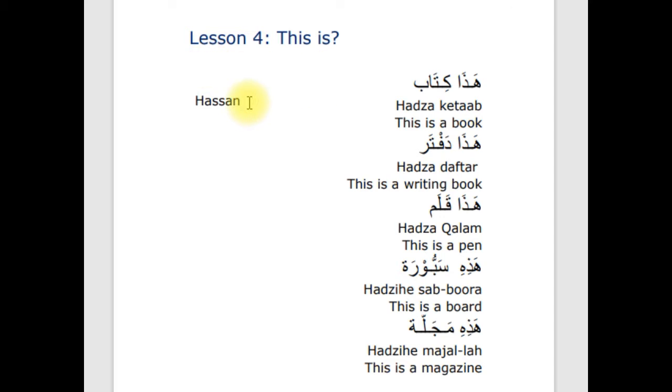Lesson 4. This is Hassan. هذا كتاب. هذا means this, used for the masculine gender form. كتاب, a book. هذا دفتر. دفتر, a writing book. هذا قلم. هذا, this is. قلم, a pen.